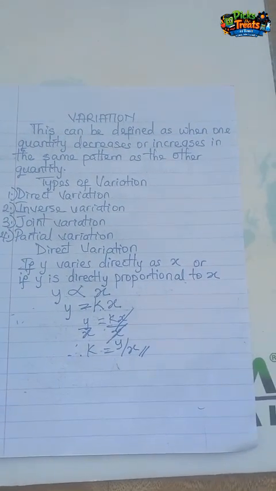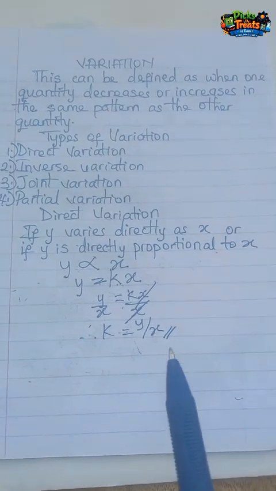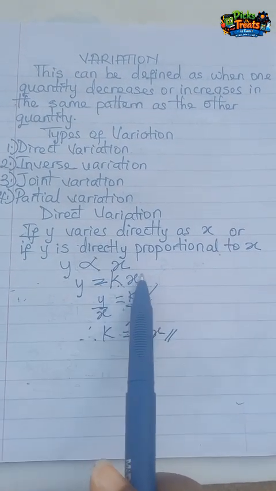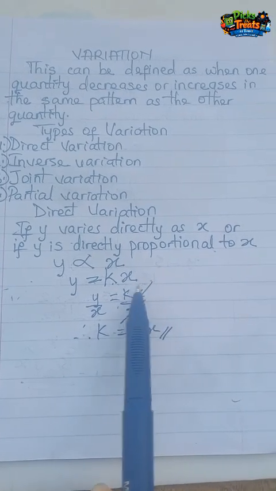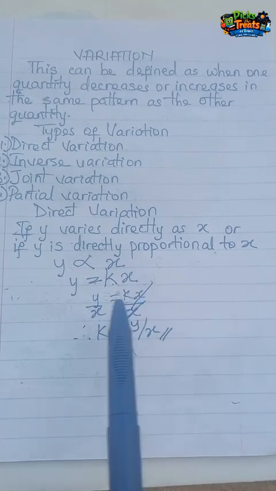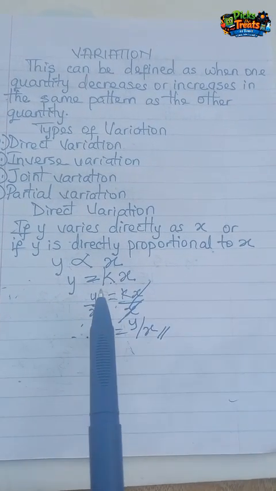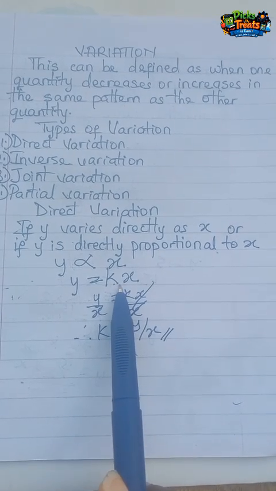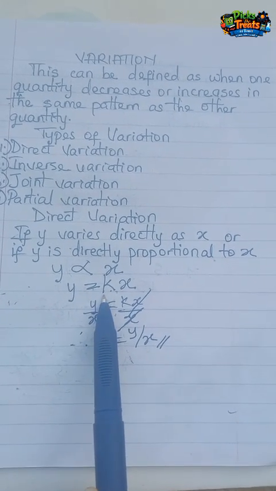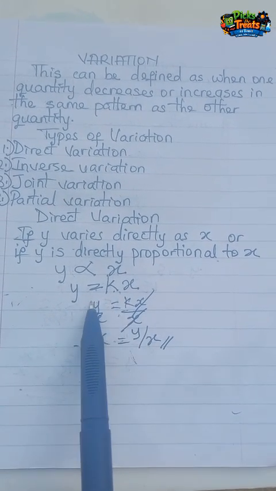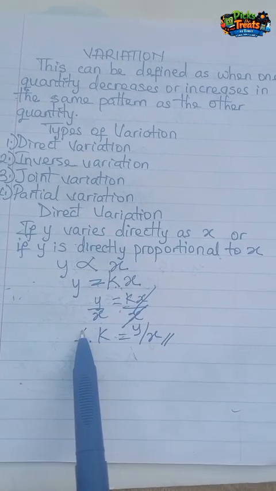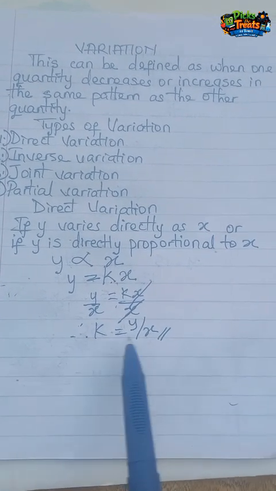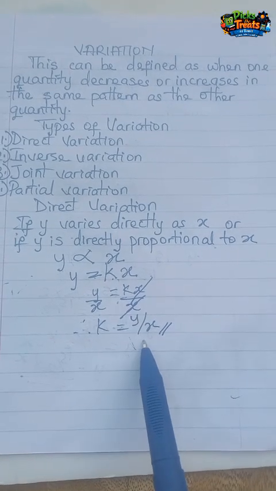So this is the formula connecting them: y is equal to kx. Now to get the formula connecting y and x, we'll make k the subject of the formula. Divide both sides by x to make k stand alone. So x will cancel x over x. Therefore our k is now y over x.